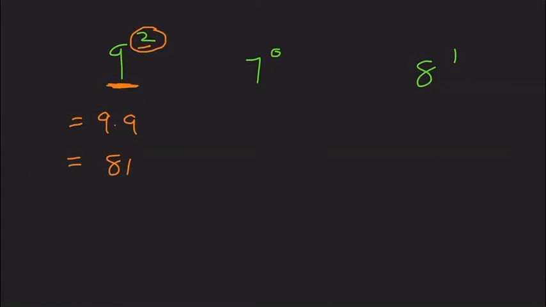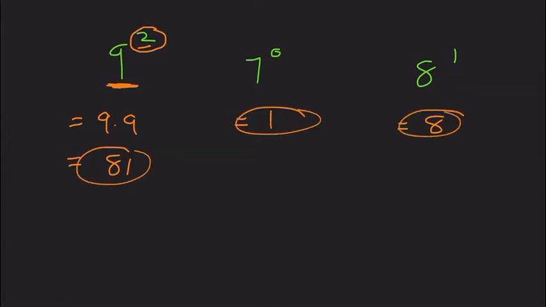Also, another important rule, remember anything raised to the 0 power is always 1. That's a bit of a weird rule. And then lastly, anything raised to the first power is always itself. Anything to the 0 power is always 1. Anything to the first power is itself.